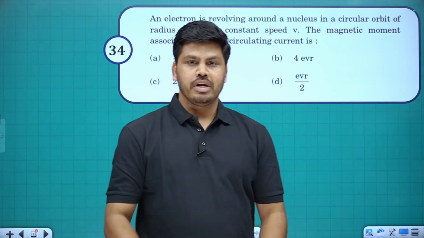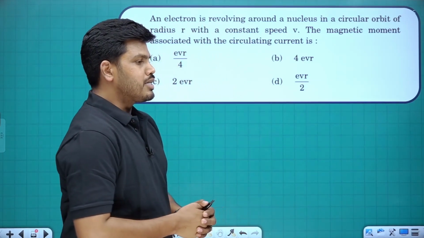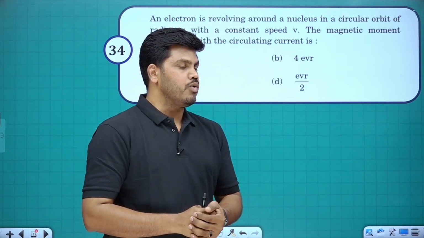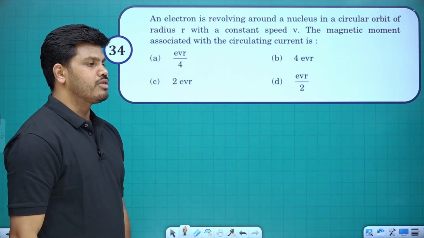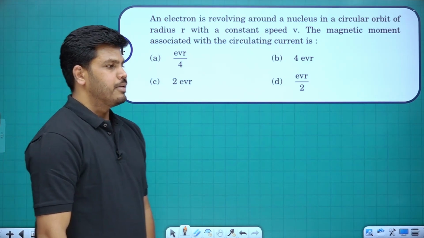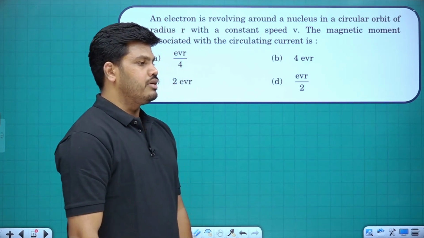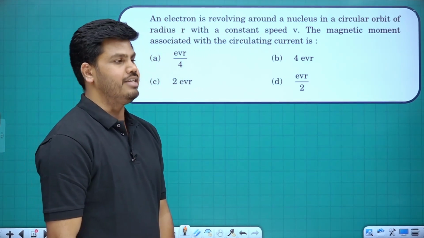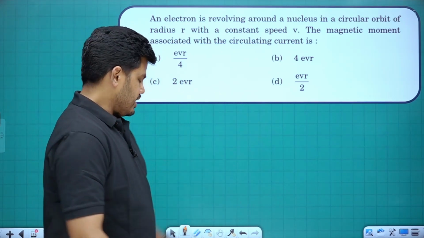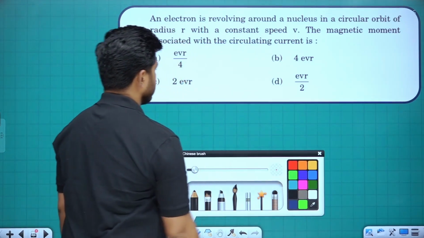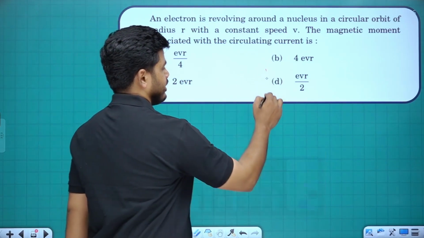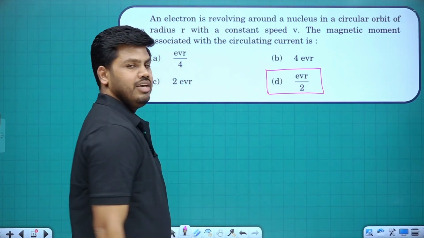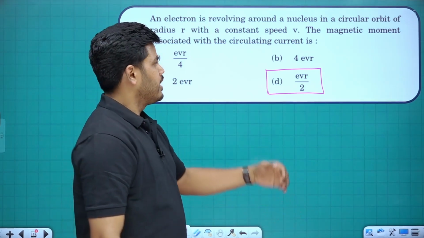Fine. Moving on to the next question. An electron is revolving around a nucleus in a circular orbit of radius r with a constant speed v. The magnetic moment associated with the circulating current is. This we derived in the class. Those who remember the equation must have found the correct option by now. It is option D, half evr. That is how we get it.